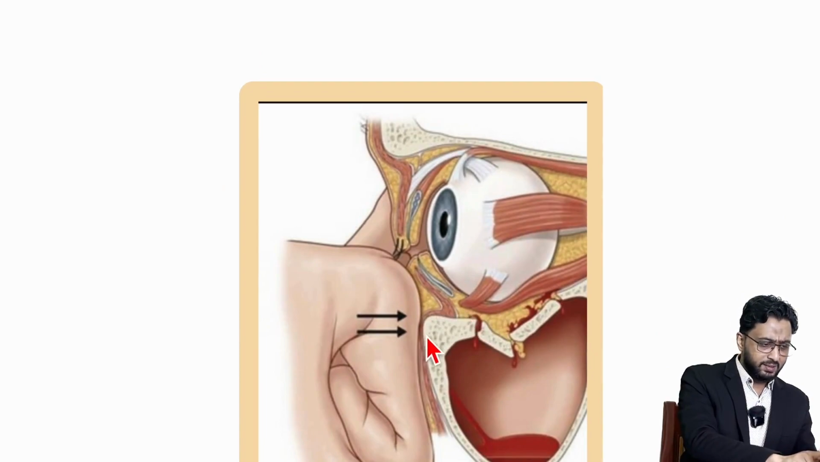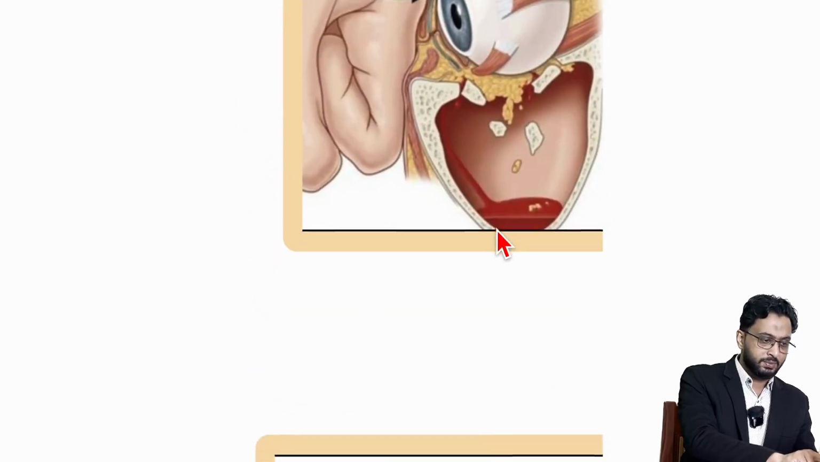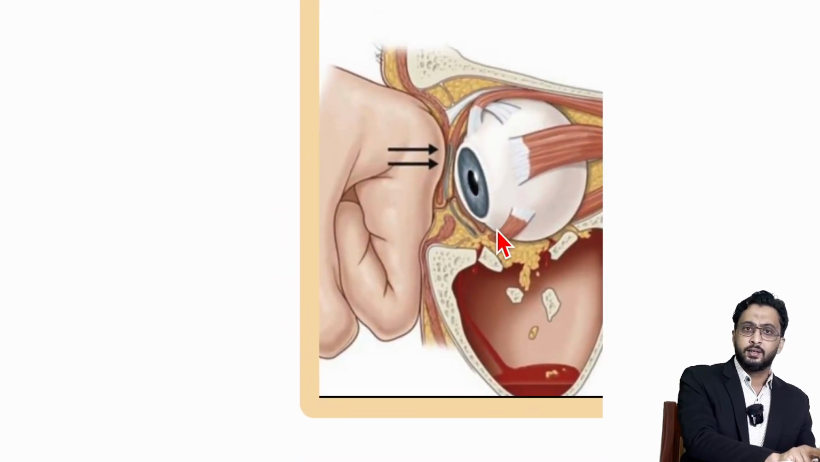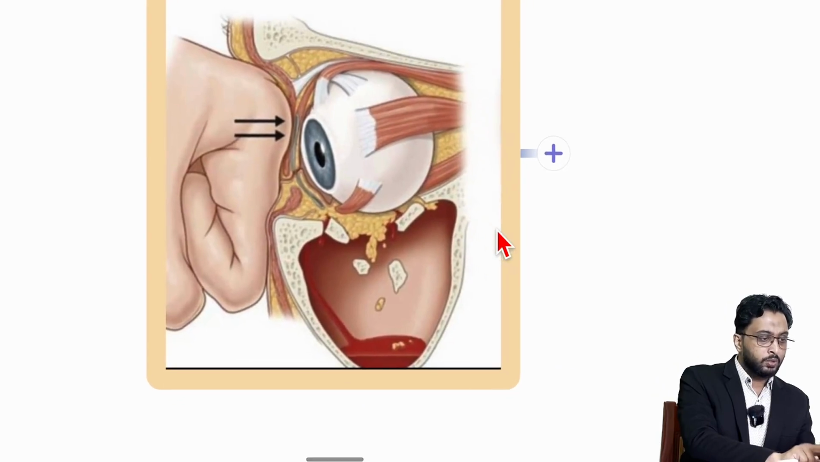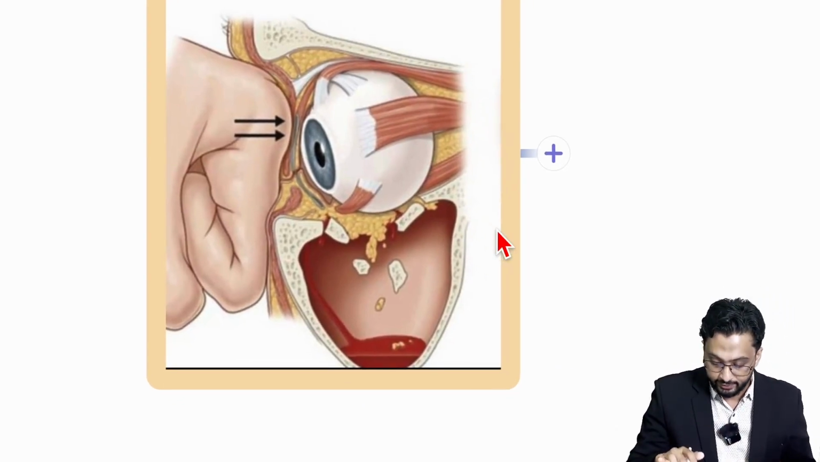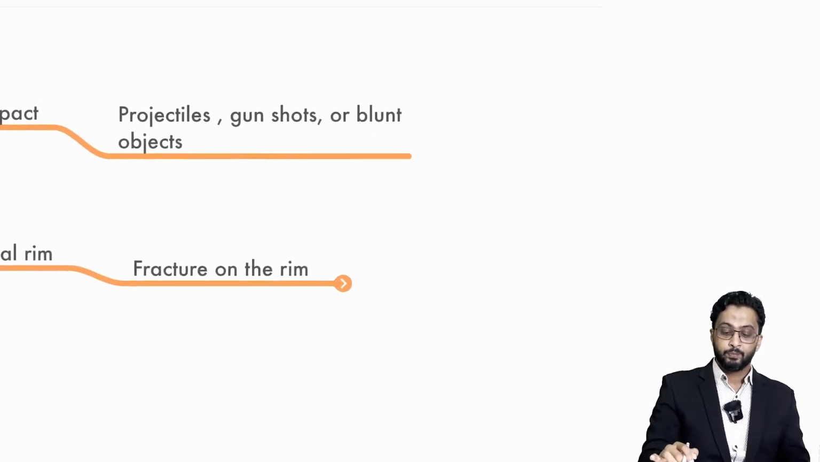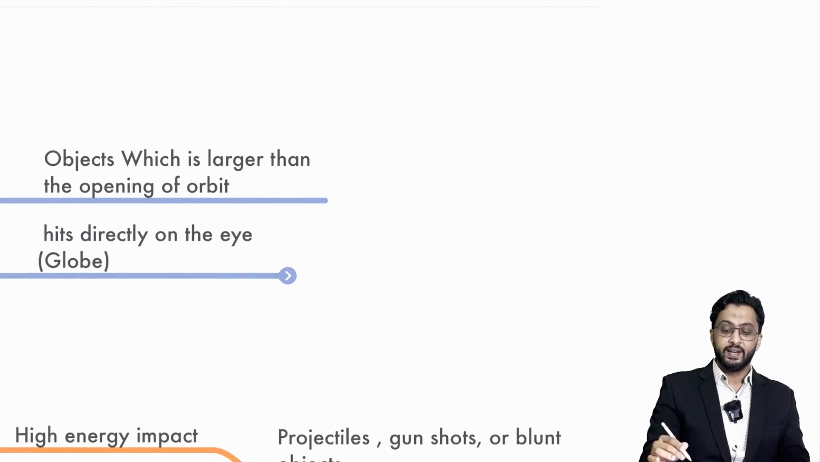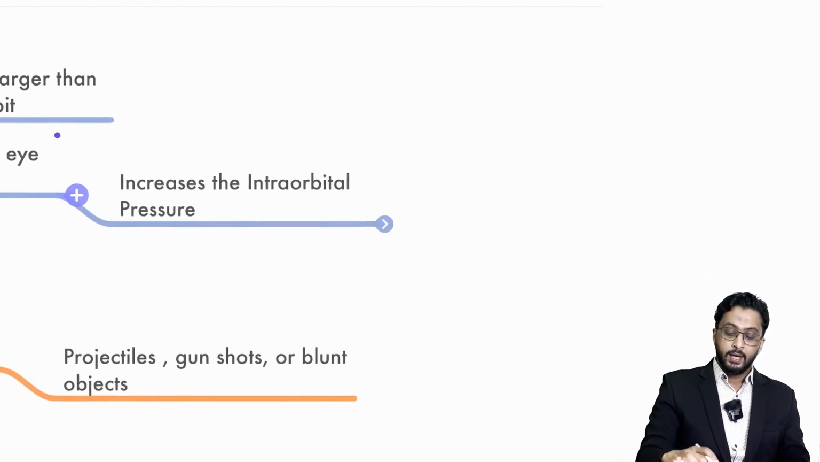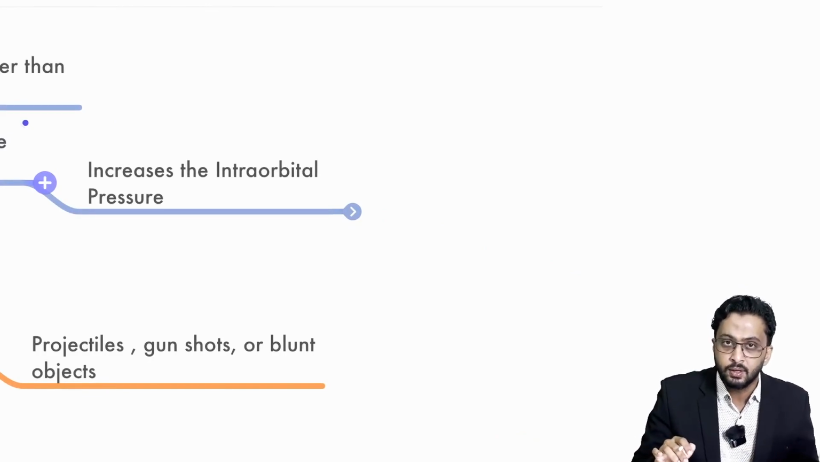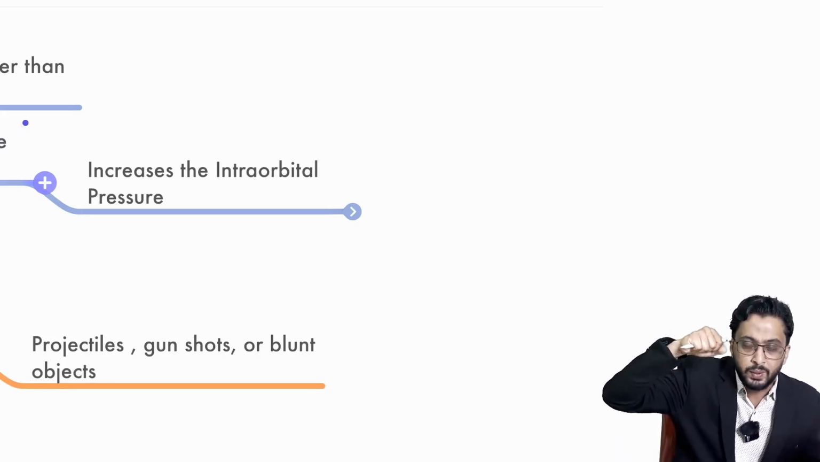Here the rim fracture is not very clearly shown. In both cases, the floor is fractured, but the mechanics are different. I'll show you that, but now understand this particular difference. Now let's come to the orbital blowout fracture in a little more detail. We said what happens when it directly hits on the globe. This increases the intra-orbital pressure, the pressure inside the orbit, because something is coming and hitting.